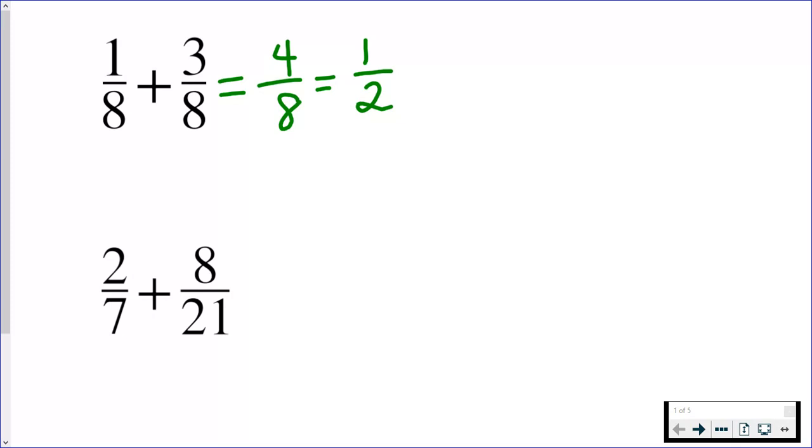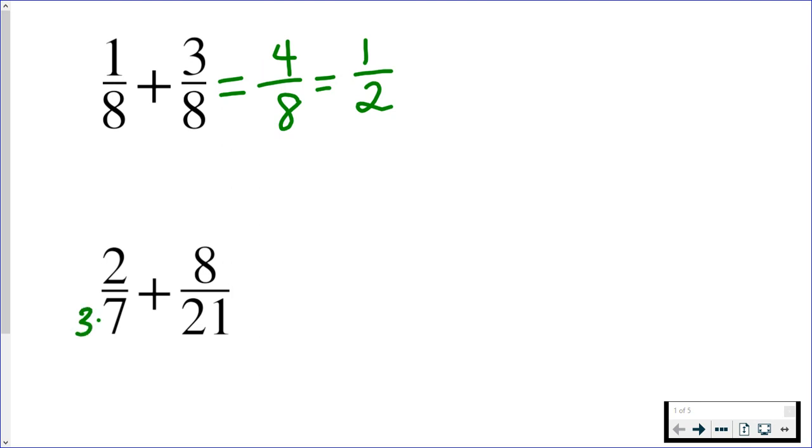The next example, I do not have a common denominator, so I'm going to have to figure that out. First, figure out, are 7 and 21 related in any way? I know that 7 goes into 21. 21 is 3 times 7. So I can go in and make both of these denominators 21. And the way I do that would be multiplying 7 times 3.